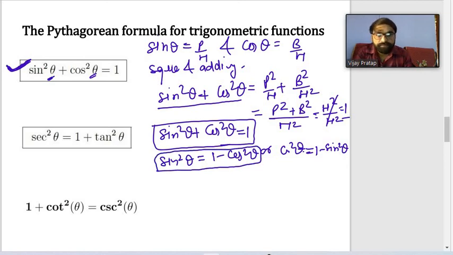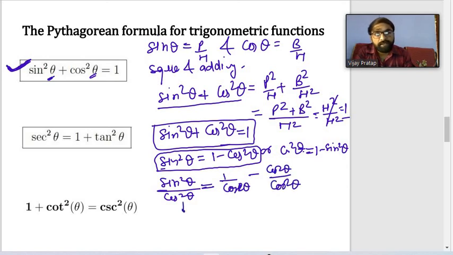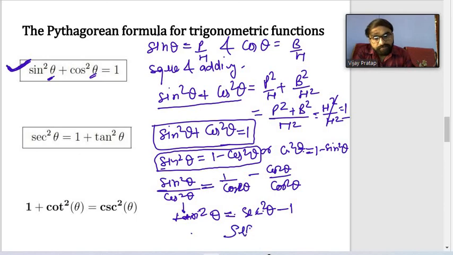Now divide it by cos square theta. If we divide it by cos square theta, then that will be sine square theta upon cos square theta equal to 1 upon cos square theta minus cos square theta upon cos square theta. Sine square theta upon cos square theta will be tan square theta equal to 1 upon cos square, that will be sec square theta minus 1. This can also be written as sec square theta equal to 1 plus tan square theta. This formula: sec square theta equal to 1 plus tan square theta.